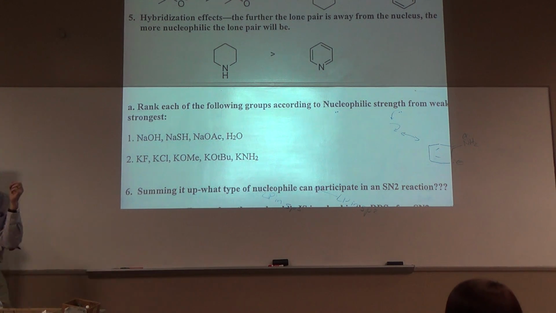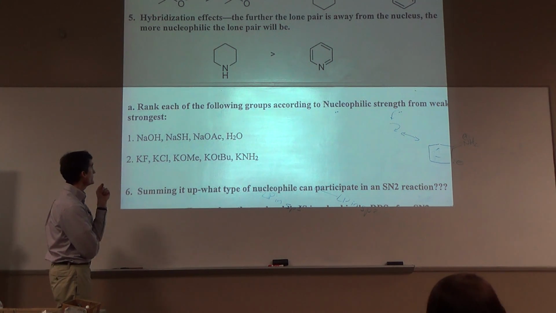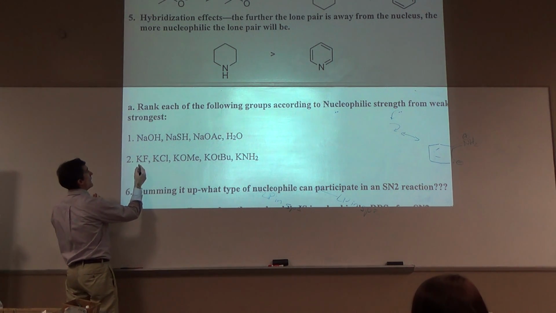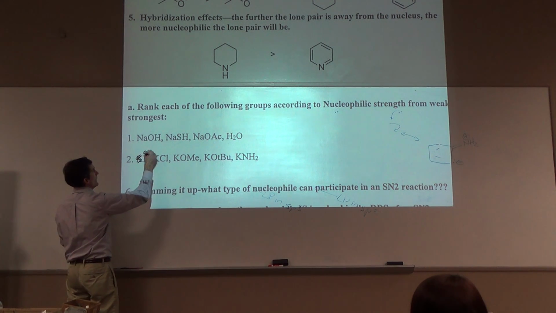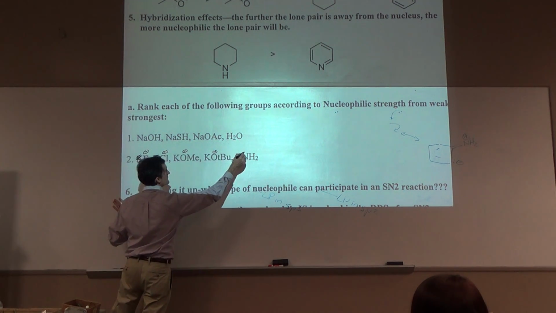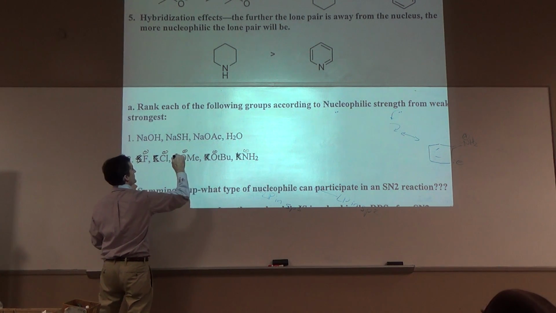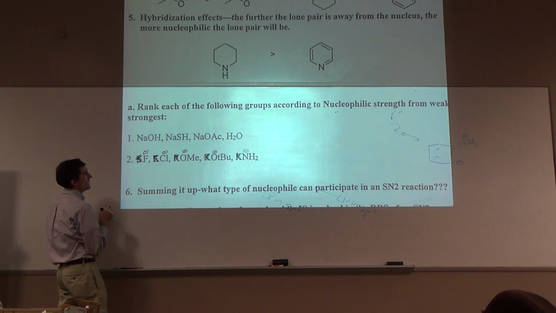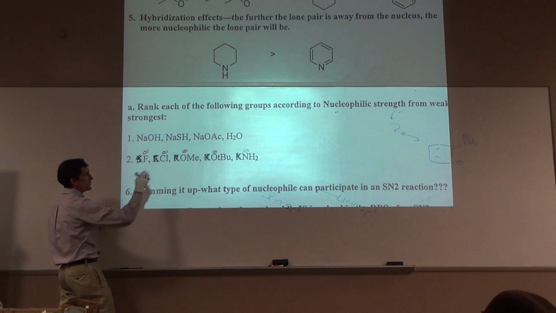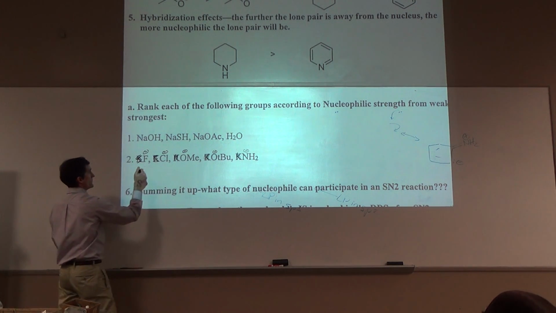Which one's weakest? KF is the weakest? Yeah. What we got here? That's F minus. That's Cl minus, O minus, O minus, N minus, right? Get rid of those spectator ions. It looks like we're kind of going across the periodic table. O, N, F. Cl is under F.